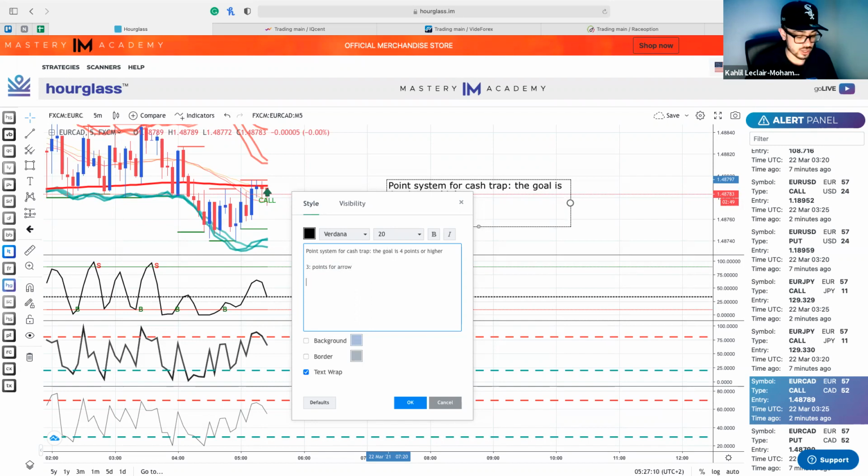You get half a point for each indicator. So you get 0.5 of a point for each indicator, and then you also get half a point for currency strength.